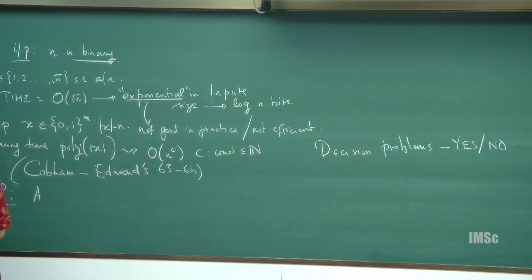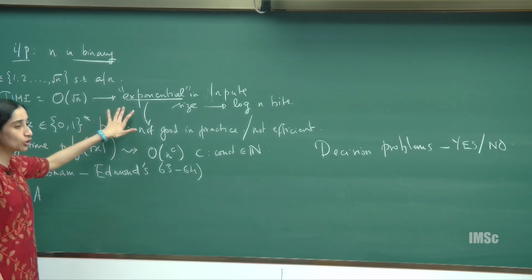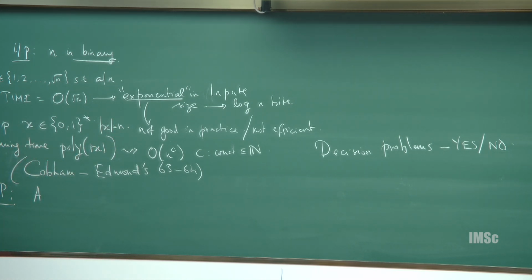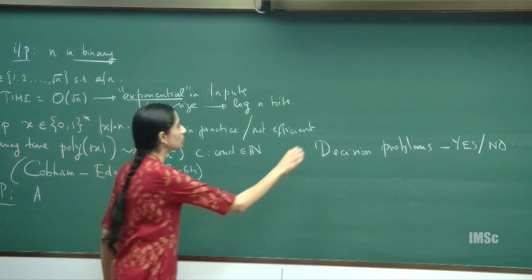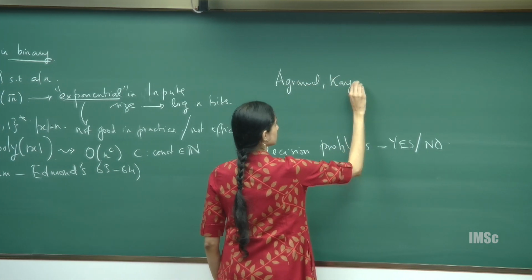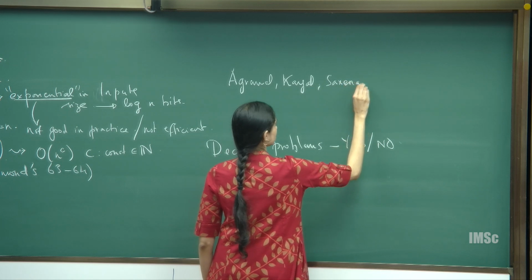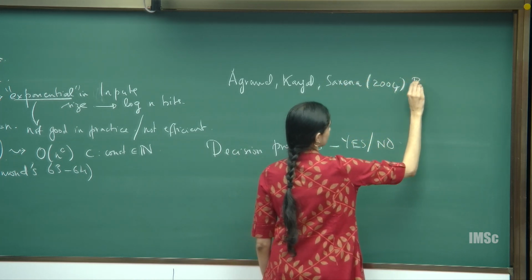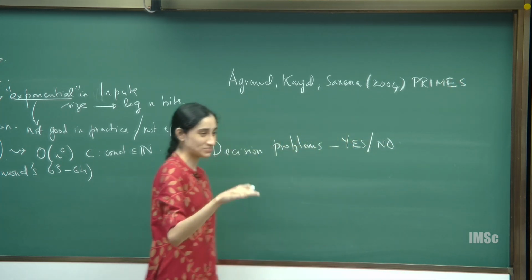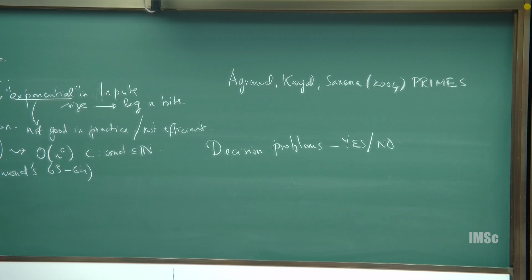In the above example, the input was log n bits, right? The mod x was log n bits. Correct. So a good algorithm for primality should run in polylog n time, whereas your algorithm runs in 2 to the log n. So it's not a good algorithm. Well, people have come up with a good algorithm. Yeah, they gave an efficient algorithm for primes.